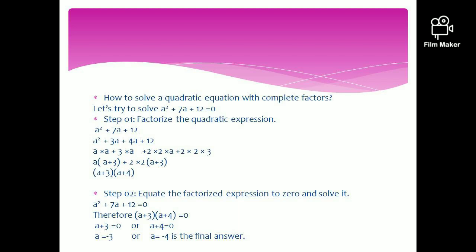The factors of 12: if you consider 1 into 12, that is one way of forming 12. But if you add 1 plus 12, you obtain 13, that is not 7. Then you will go ahead with further factors. 6 into 2, but 6 plus 2 is 8, it's not 7. Therefore, that one is also not suitable. The other factors, 3 into 4. When you add 3 and 4, you obtain 7. Therefore, you can split the linear term 7a into 3a plus 4a.